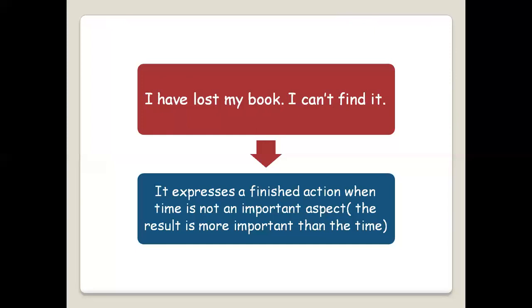So the first usage of present perfect is to express a finished action when time isn't important. I don't care about time. I don't want to know when that happened, but the main idea, the result of the action, is more important than time. That's why here I used present perfect. This is the first usage of present perfect: to emphasize the result of the action itself, not the time of the action.